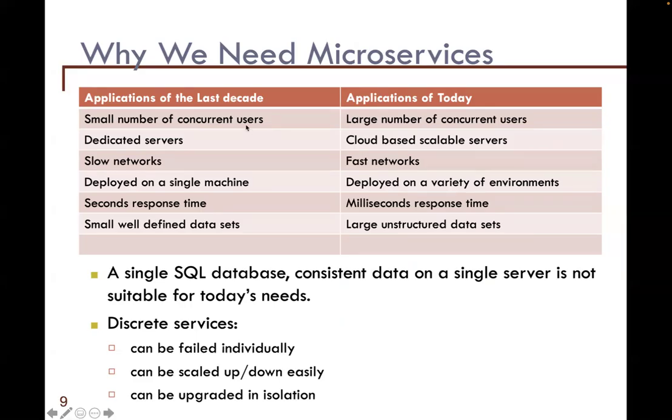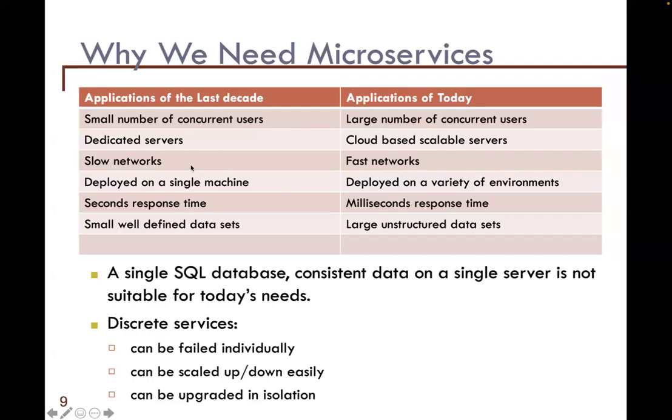During the last decade, we used to have a small number of concurrent users, I mean, a couple of thousand. Now we have millions of concurrent users, with programs like Facebook, LinkedIn and Netflix. We used to have dedicated services. Now we have cloud-based scalable services, so it's a lot easier to scale up and down nowadays.